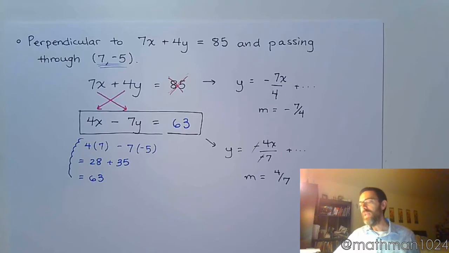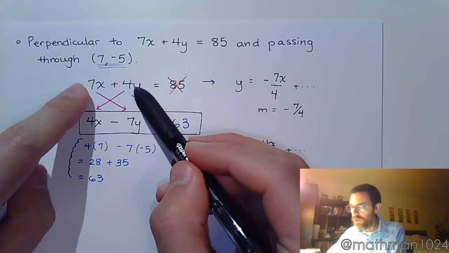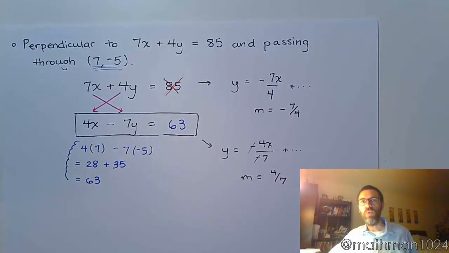So that's a really cheap, easy way, if you have something that's in standard form, to make it perpendicular. Take these coefficients, crisscross them, and change one of their signs.